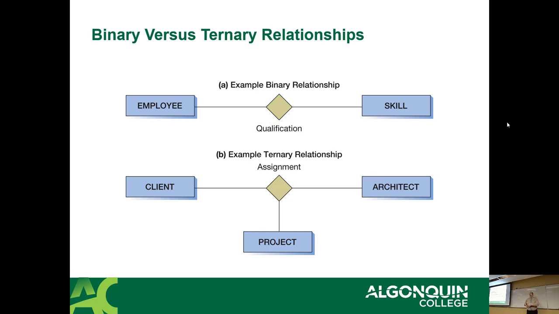But it's an example of a binary relationship. Each employee is related to a skill. Each skill is related to an employee, and there is no third party being involved in that. On the other hand, a ternary relationship would be where there is a project being done, there's a client, and then there's, say, an architect or an engineer or whatever also involved. So that means there's three entities participating in that relationship. That's the ternary. So if you were going to diagram it, it looks like this.